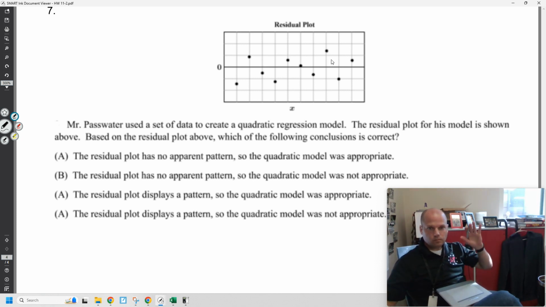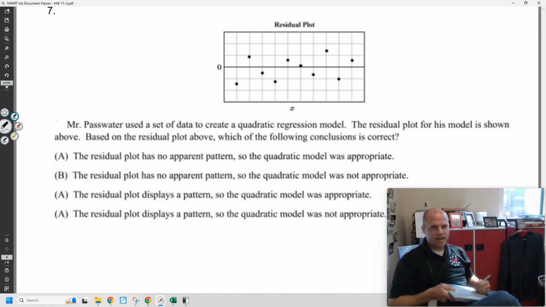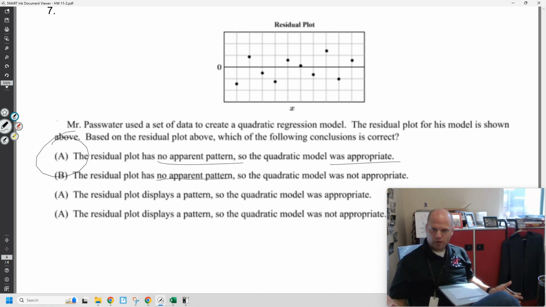Boom. We're using a quadratic regression. We do the residuals. They're close to zero. There's no pattern. Good choice. Quadratic regression wins. The quadratic regression produces a residual plot that displays no apparent pattern. The quadratic model is a good choice.